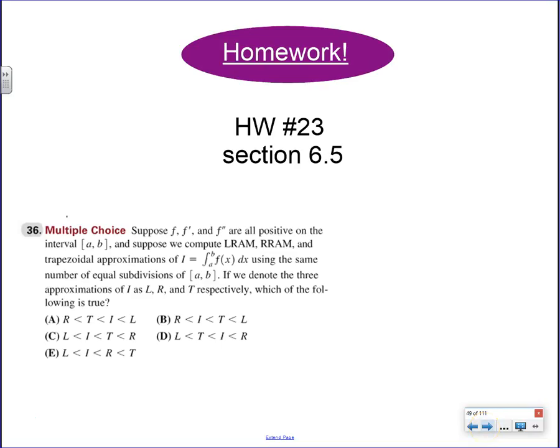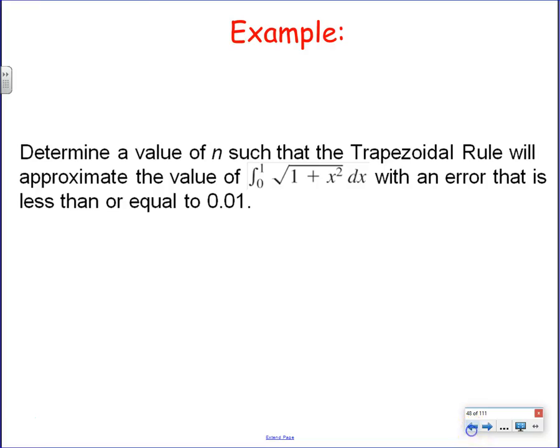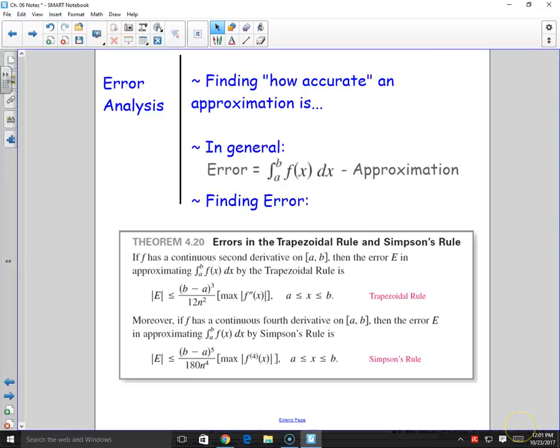Did we turn in the homework? All right, okay. We're on 6.5. All the questions we have. Error, look at the section.